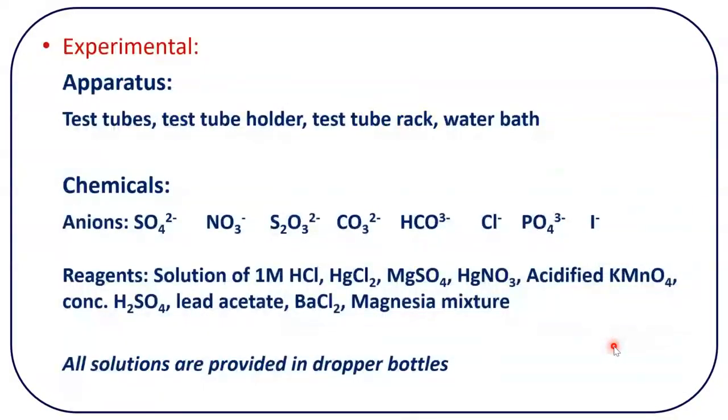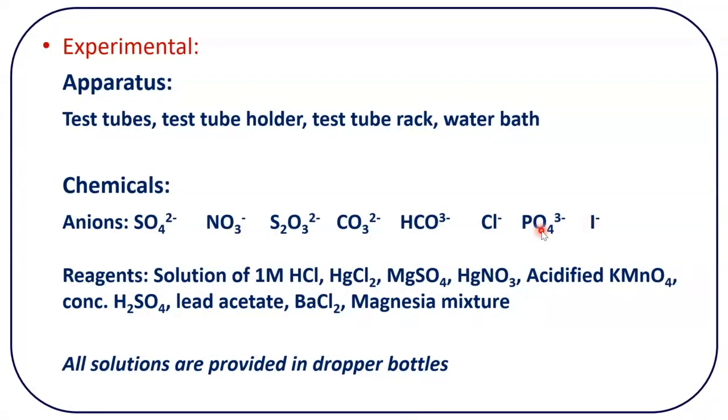Okay, now I have already discussed all the 3 groups. In the lab you have to use these items: test tubes, test tube holder, test tube rack, and water bath. The chemicals: you should use the 8 anions, sulfate, I'm sorry, this should be nitrite. Here it should be 2. Okay, nitrite, thiosulphate, carbonate, bicarbonate, and chloride, iodide, and also phosphate.